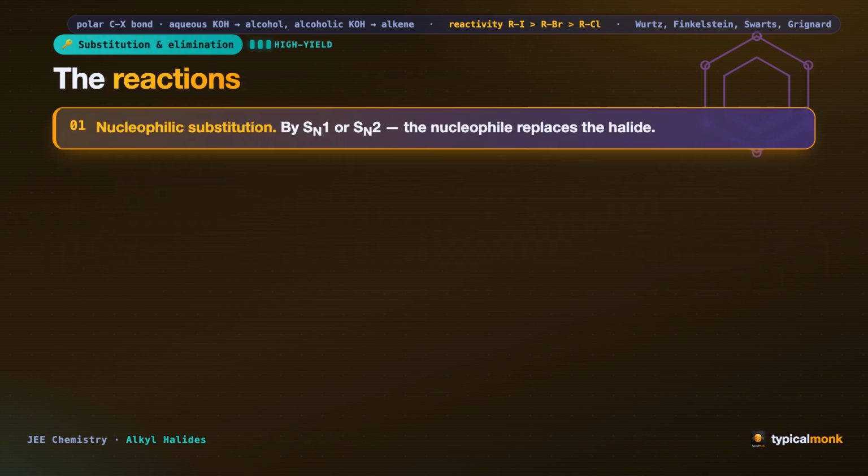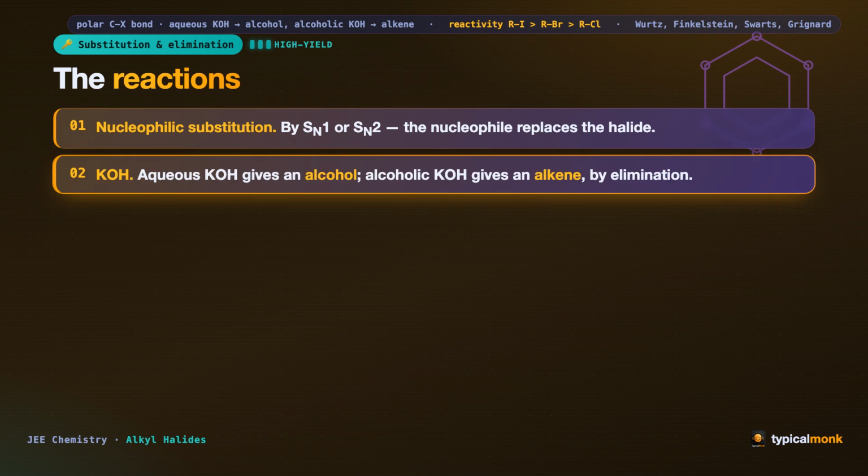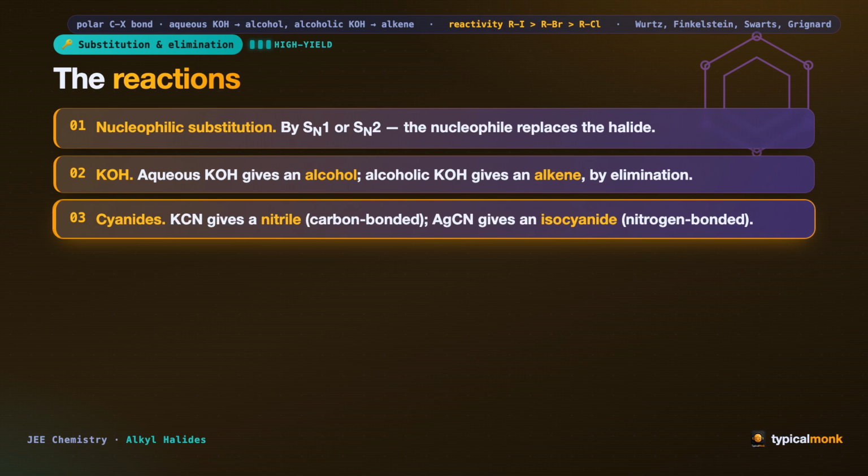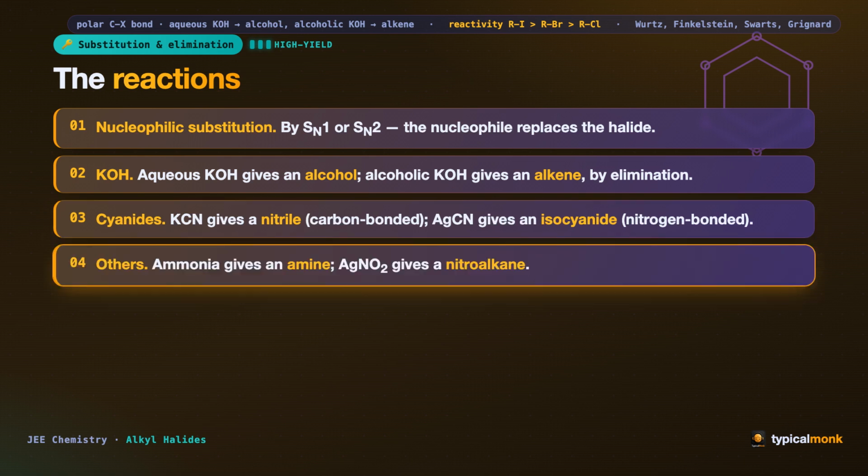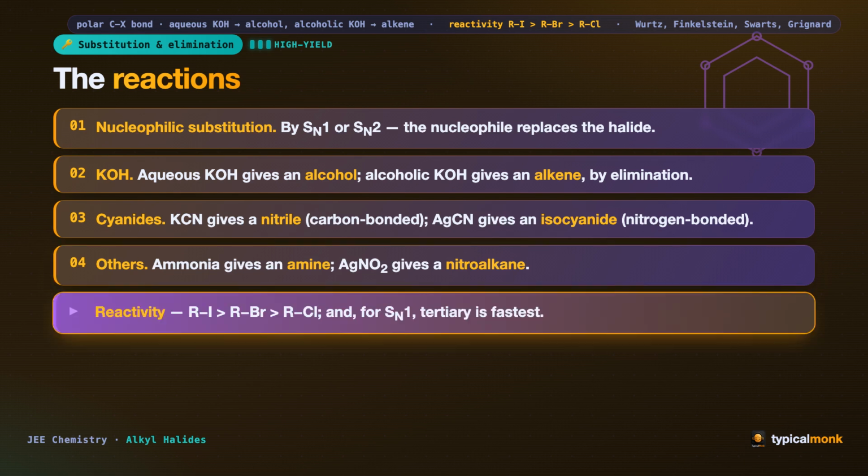Now, the reactions, substitution and elimination. Nucleophilic substitution, by SN1 or SN2: a nucleophile replaces the halide, for example with potassium hydroxide. Aqueous potassium hydroxide gives an alcohol, but alcoholic potassium hydroxide gives an alkene by elimination. With cyanides, potassium cyanide gives a nitrile, carbon bonded; silver cyanide gives an isocyanide, nitrogen bonded. Others: ammonia gives an amine, and silver nitrite gives a nitroalkane.